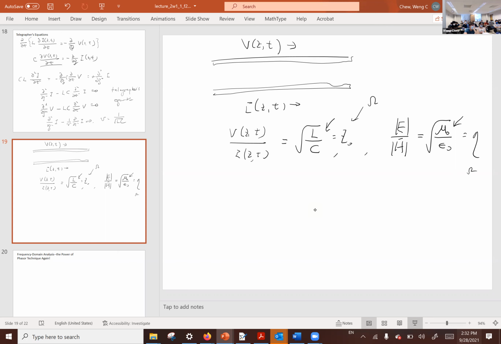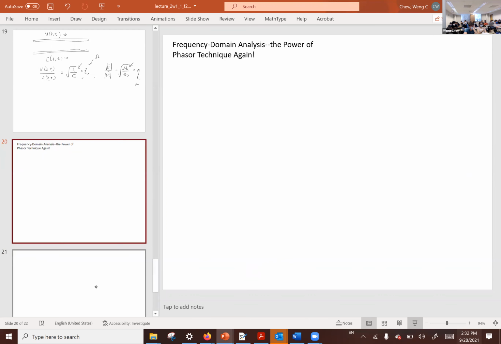I'm not going to derive this formula, but it's derived in the lecture notes. The result is simple: if you have a voltage on the transmission line, it is related to the current by a constant, which is its characteristic impedance. Any questions on this before we move on? Okay.